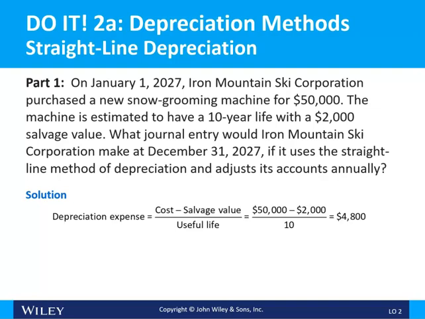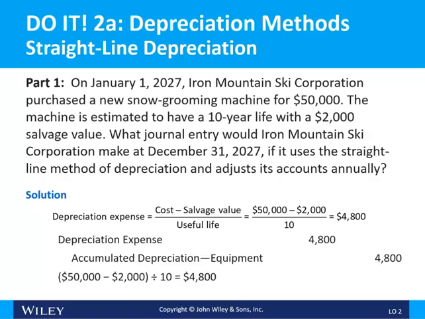So using straight line, we're going to take the cost minus the salvage value divided by the useful life. So $50,000 cost minus $2,000 salvage value divided by 10. So 4,800 is the annual depreciation. And we're going to debit depreciation expense, credit accumulated depreciation equipment for that 4,800.